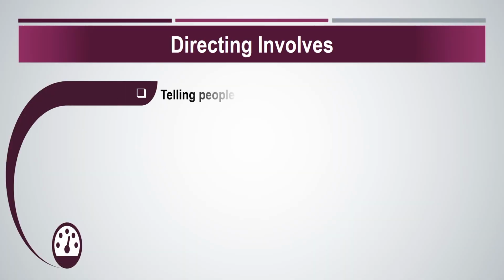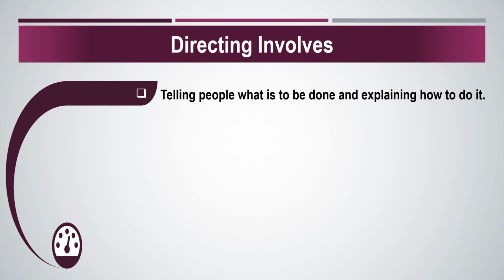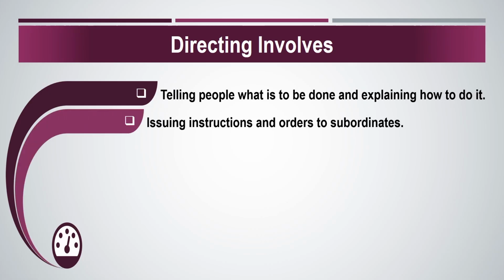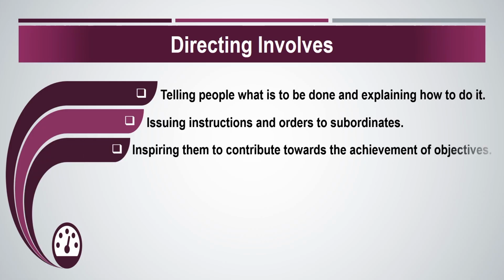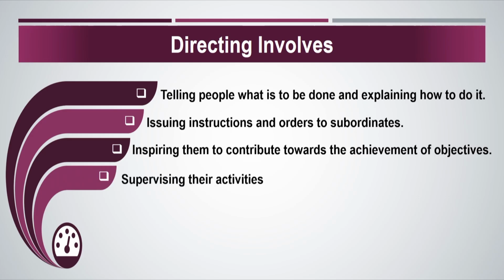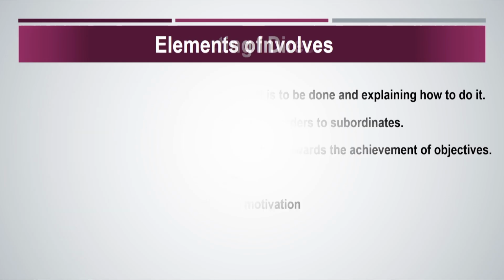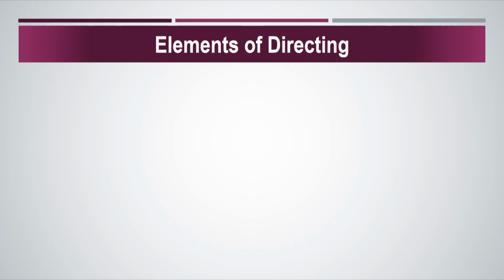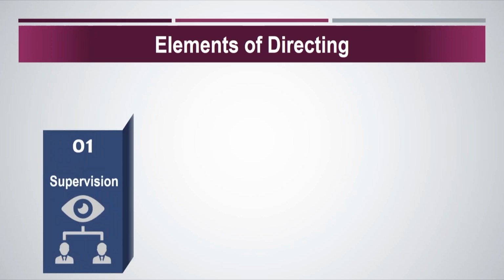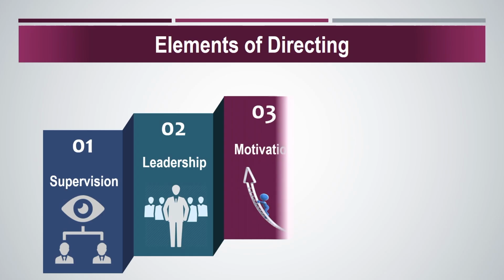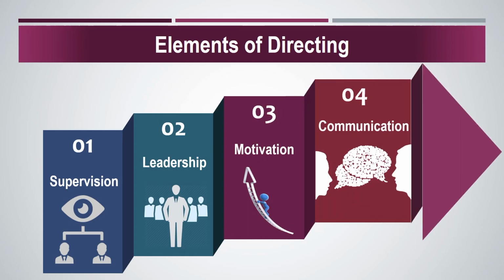Directing involves telling people what is to be done and explaining how to do it, issuing instructions and orders to subordinates, inspiring them to contribute towards the achievement of objectives, supervising their activities, and providing leadership and motivation. The main elements of directing are supervision, leadership, motivation, and communication. Let's understand each one of them separately.